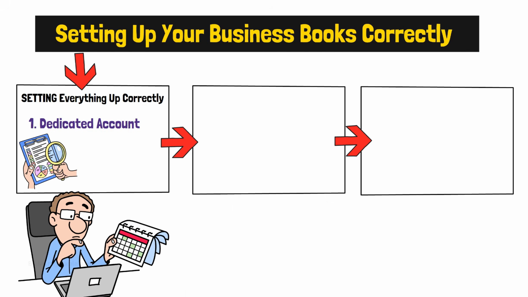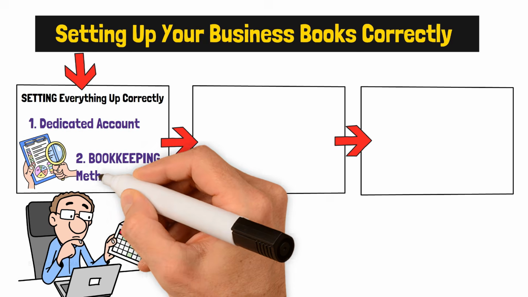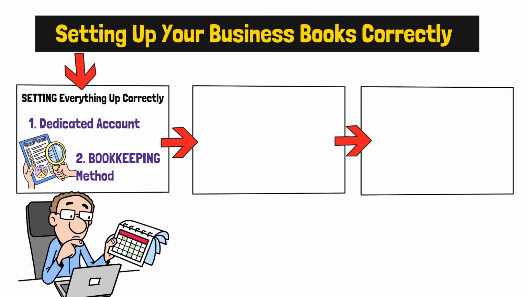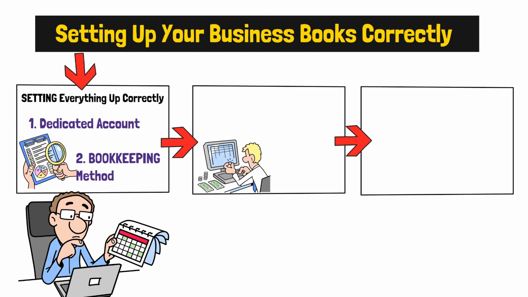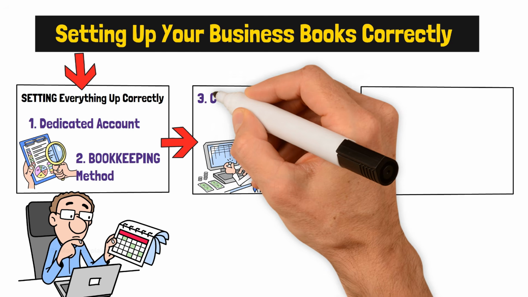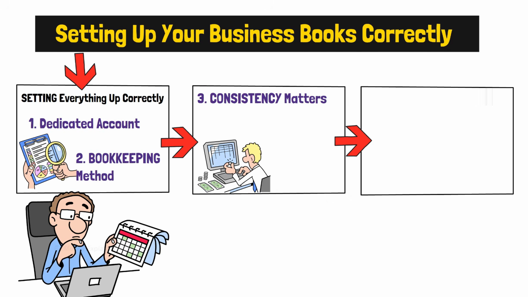Next, choose a bookkeeping method that matches the size of your business. Most small businesses use double-entry bookkeeping because every transaction affects at least two accounts, creating more accurate financial records. After that, decide whether you'll use bookkeeping software or maintain organized spreadsheets. Whatever method you choose, consistency matters far more than complexity.